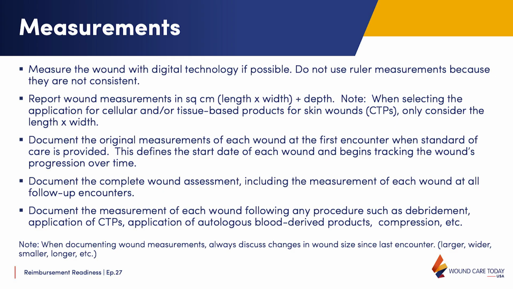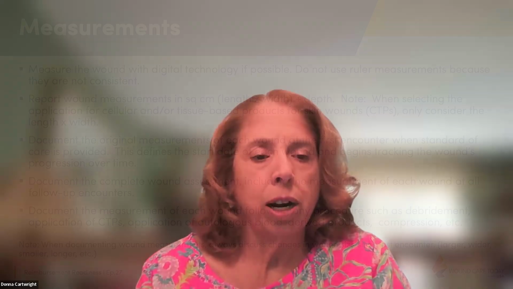Document the complete wound assessment, including the measurement of each wound at all follow-up encounters. And document the measurement of each wound following any procedures, such as debridement, application of CTPs, application of autologous blood-derived products, compression, and so forth. When you are documenting wound measurements, always discuss the changes in wound size since the last encounter, meaning is it larger, is it wider, smaller, longer? So that gives the reader an assessment of the progression of the wound.